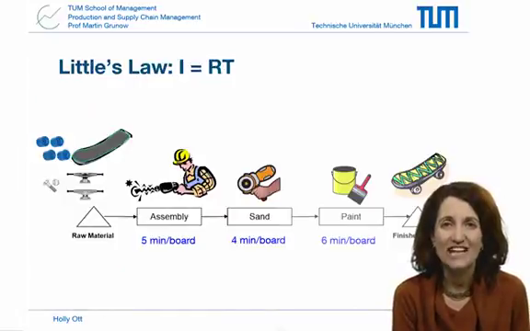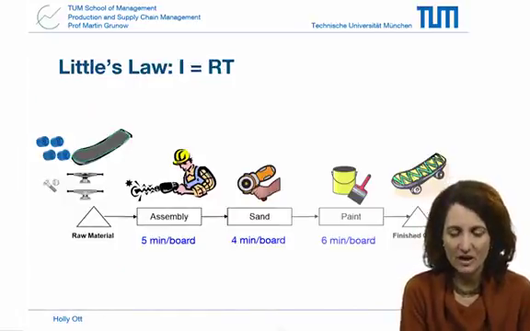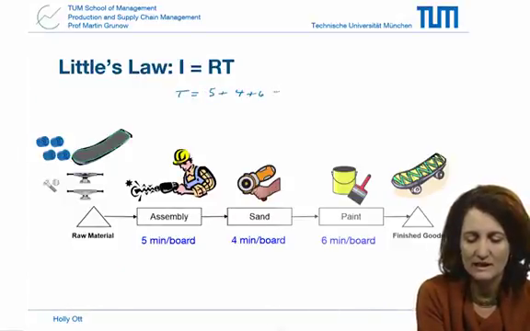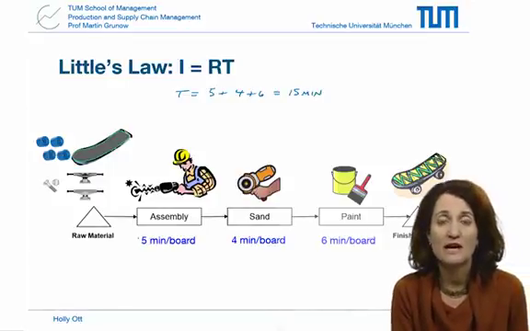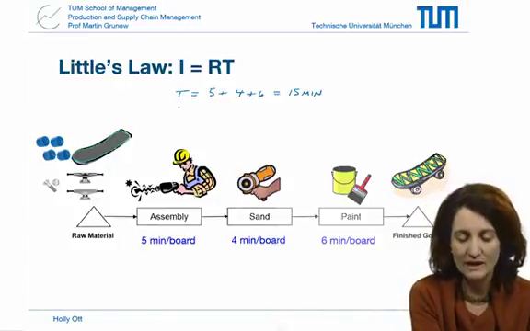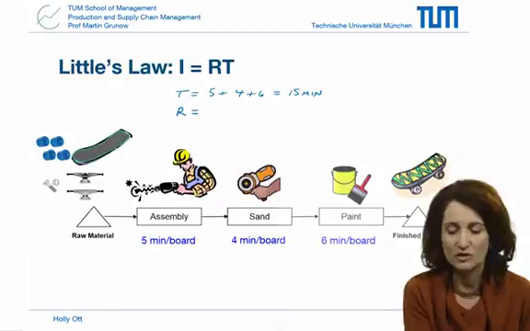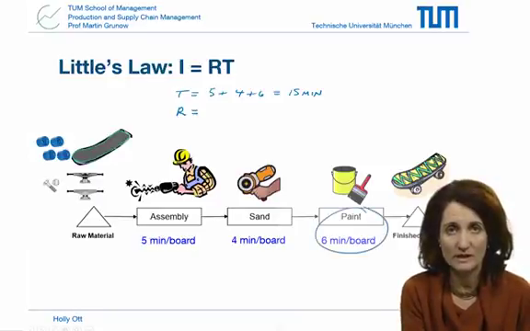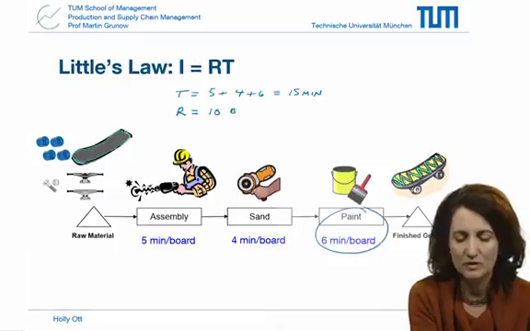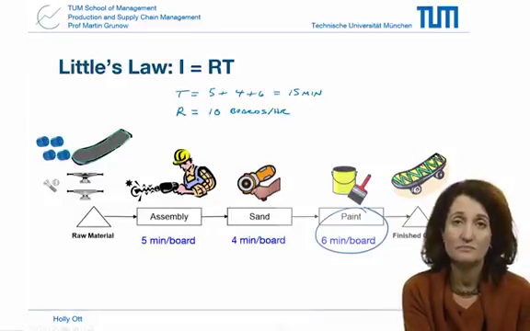Let's look at our skateboard example. Here our T, our flow time, was 5 plus 4 plus 6 minutes is equal to 15 minutes. That was our minimum time, a sum of all the different processing times. Our rates, now again, you can do this yourself, 1 over 6 minutes. This is the bottleneck, which is equal to 10 boards per hour. Same example as we did before.